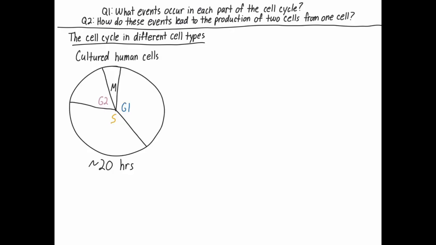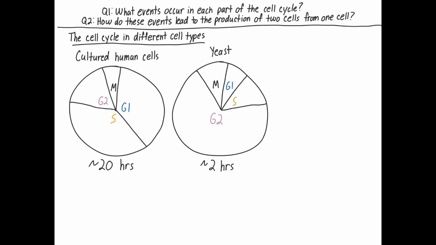Although the diagram we've drawn on the last page made it seem like each phase takes about the same amount of time, this is not the case. Human cells in culture can complete the cell cycle in about 20 hours, with most of the time spent in the G1 and S phases. However, how long a human cell takes to complete the cell cycle and how long it spends in each phase can vary among cell types.